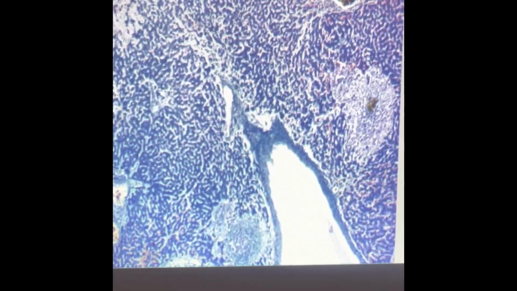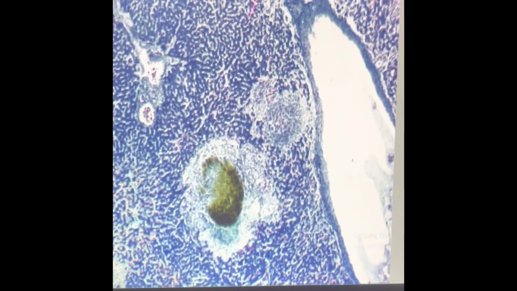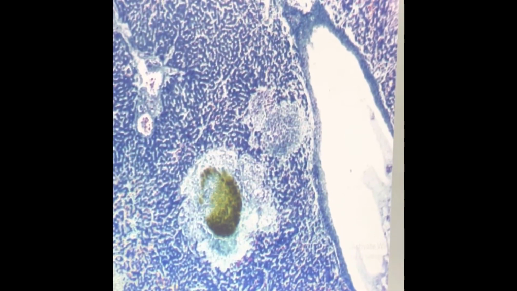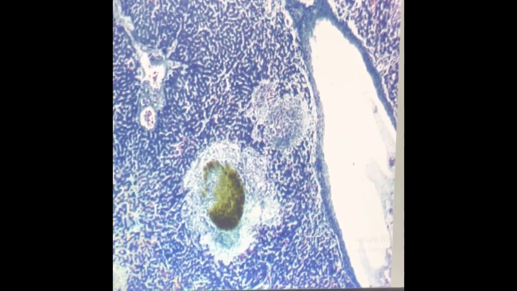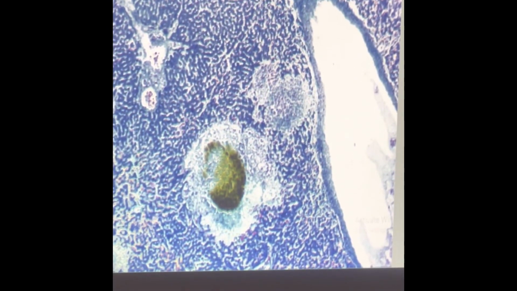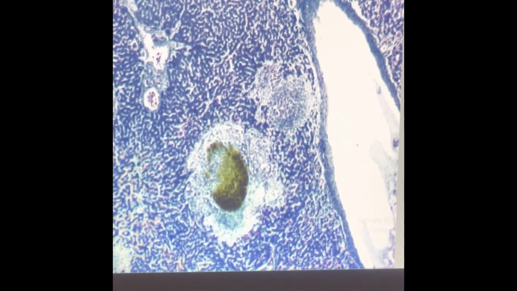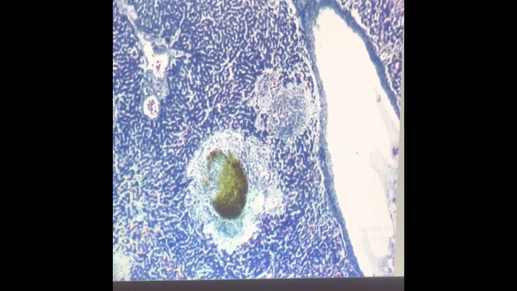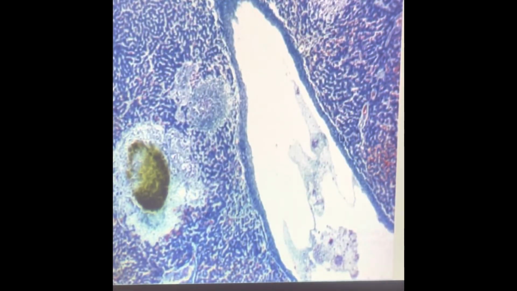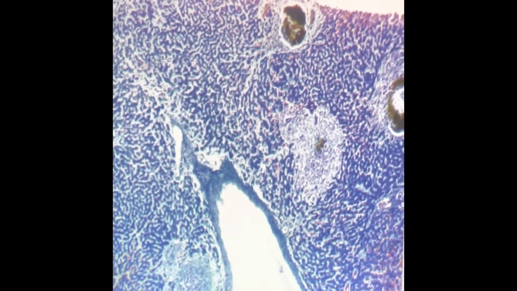Dark color, pale color. This dark and pale combination is an indicator for which circulatory abnormality? Let's check. Nutmeg liver. This section is taken from the liver. When you look at the liver, we have a pale, dark, pale, dark pattern.